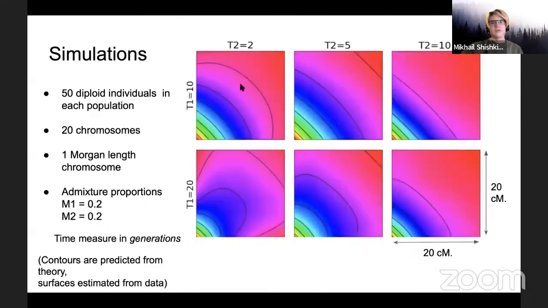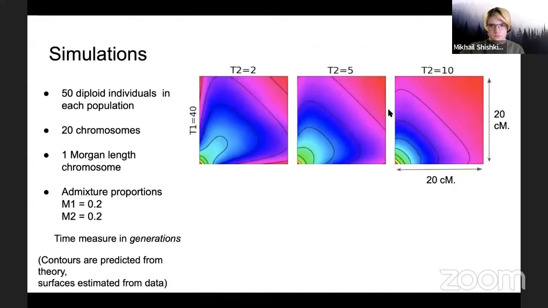But when T1 is bigger than T2, so the time between the two admixture events is bigger than the time to the most recent admixture event, we can observe that the influence of the most recent admixture event is more significant. And we can observe it by the shape of these contours.